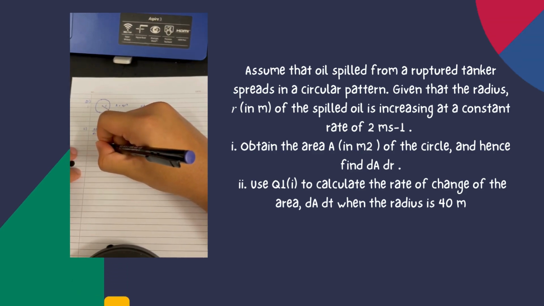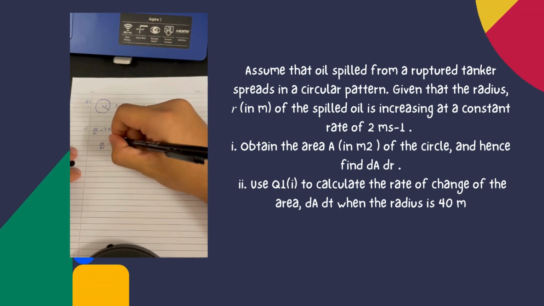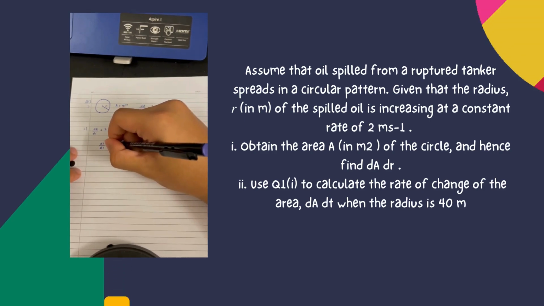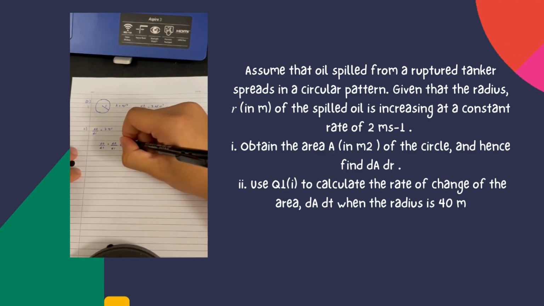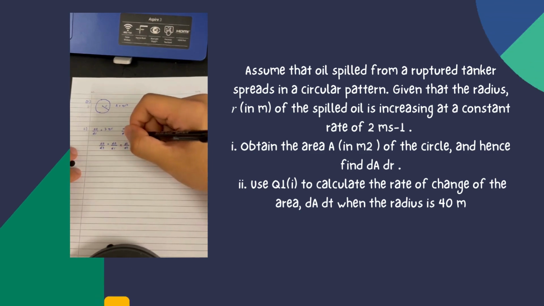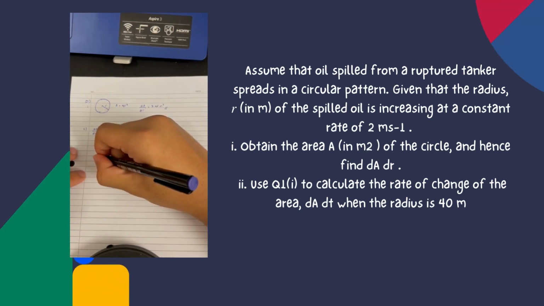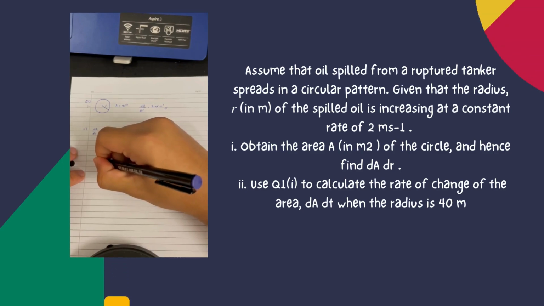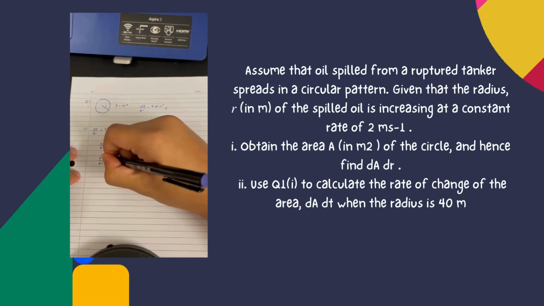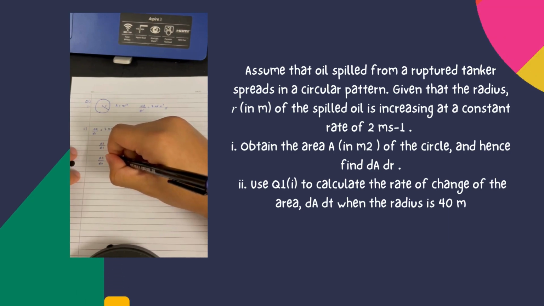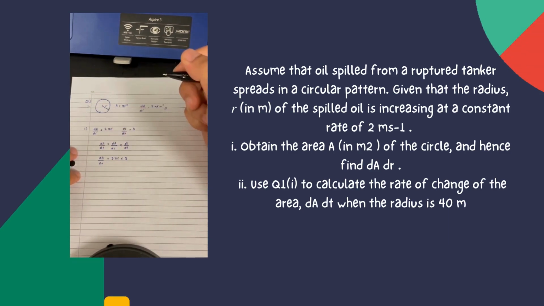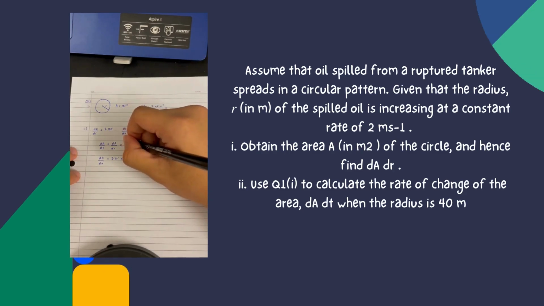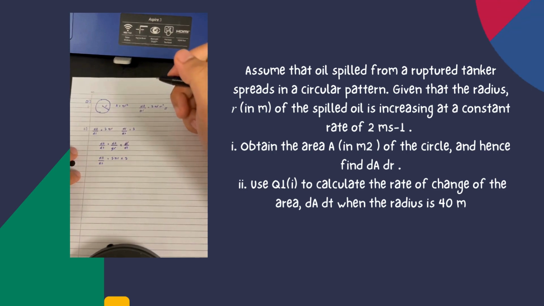From dA over dr and dr over dt, we can get the dA over dt. To get dA over dt, we need to multiply dA over dr and dr over dt. When we multiply them, we can cancel out the dr. So after we cancel out the dr, we get dA over dt, and we multiply 2 pi r by 2. The answer is 4 pi r.